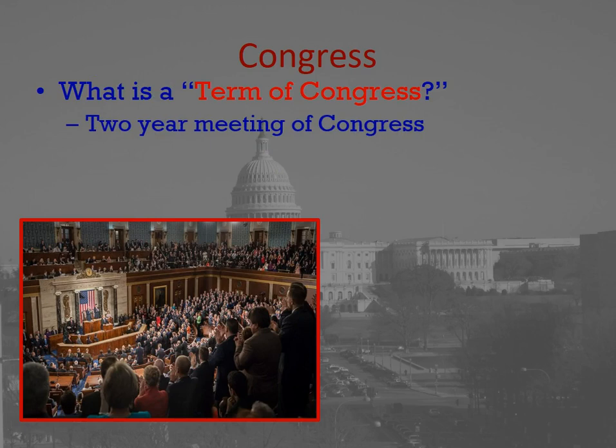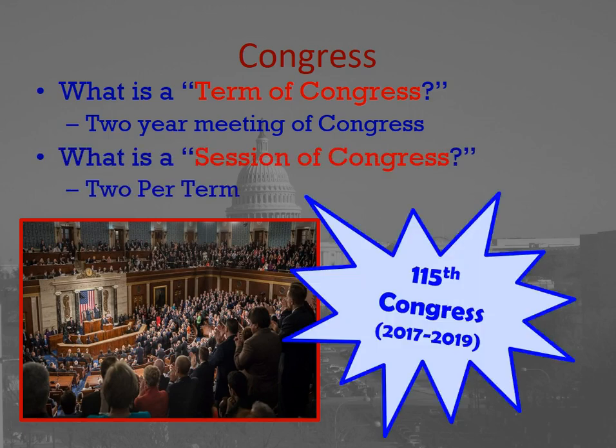So every time we re-elect a new House of Representatives, and that includes the people who are in the Senate at the time, they will make up a term of Congress. And each term of Congress is divided into a session. So for every term of Congress, you have 2 sessions. We are currently in the 115th Congress. That is the 115th term of Congress. It's going to last from 2017 to 2019, at which point we'll re-elect or elect the 116th Congress.